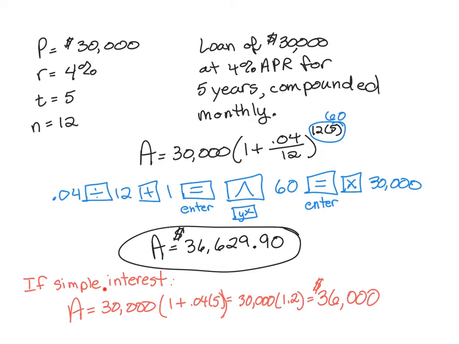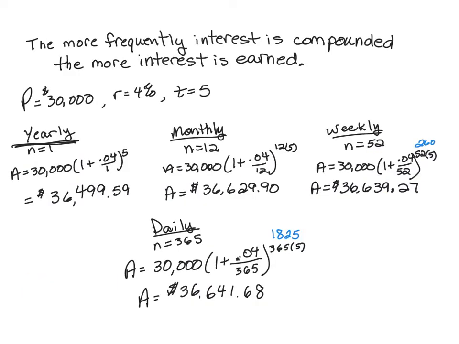Now compare this. Simple interest from the last section is calculated once for the whole 5 years. So it was just 1 plus the 0.05 times the 5 years, and calculate that out, it was only 36,000. So going monthly has added 629.90 to that bill. Okay, again, the more frequently the interest is compounded, the more interest is earned.